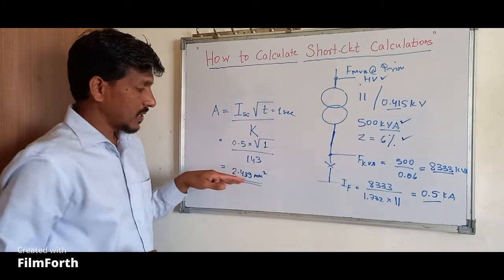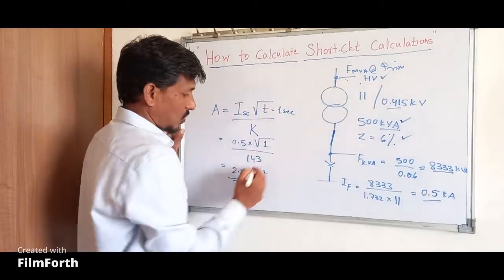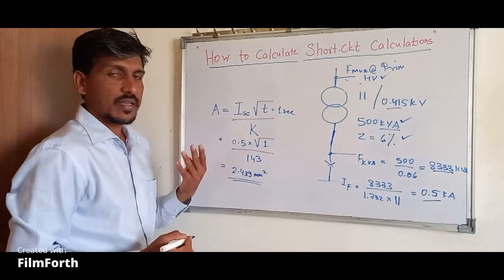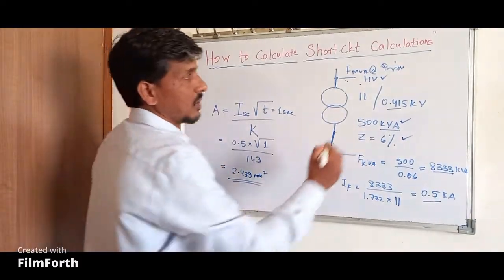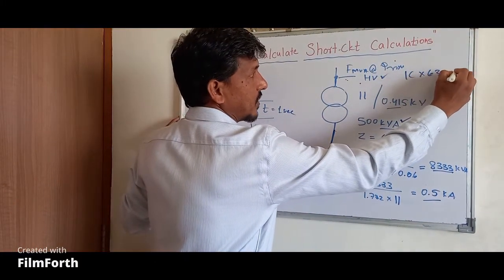That means the minimum cross sectional area of the cable which we are going to use at the HV side should be about this size, which is very low. This 2.4, in fact, you can take any size. The minimum size for the HV side will be like single core 630 square mm.